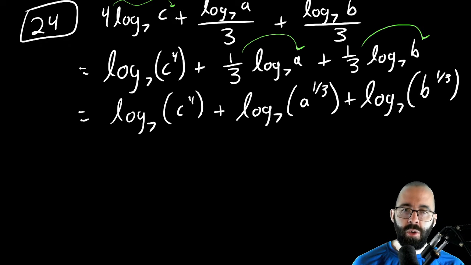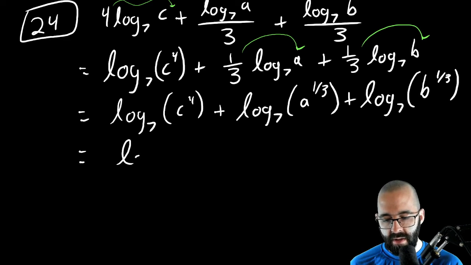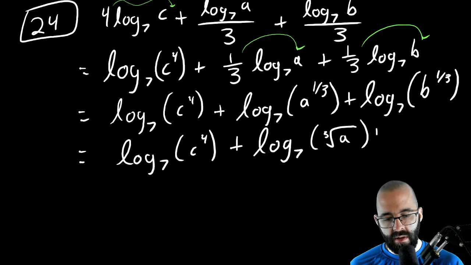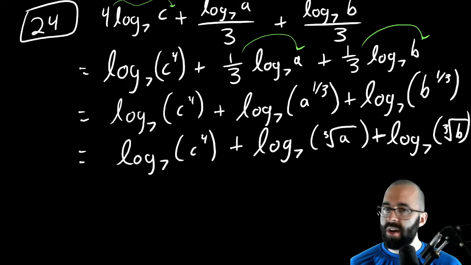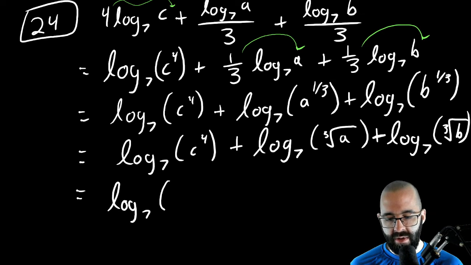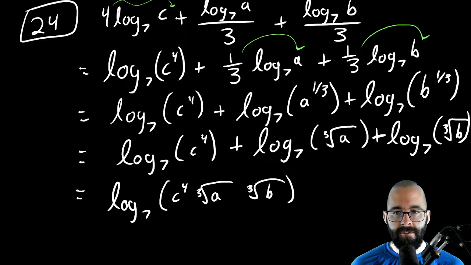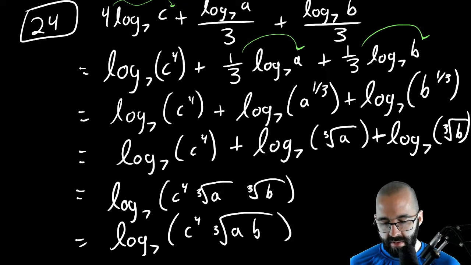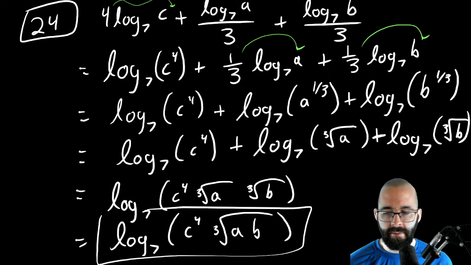Now we can either use the product rule or rewrite these exponents as radicals. An exponent of 1/3 means the cube root. And we get something like this. These are all added together, which means they all get multiplied together on the inside in a single logarithm with a product rule. C to the 4th, cube root of a, cube root of b. And if we multiply two radicals together, as long as they have the same index, we combine them under the same radical. And we get this single log as our answer.